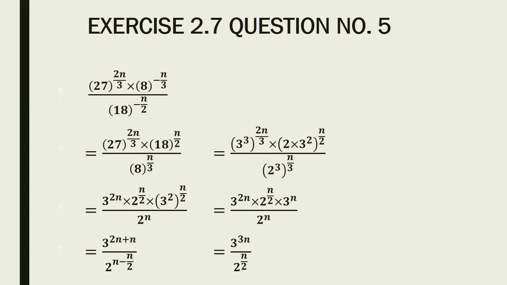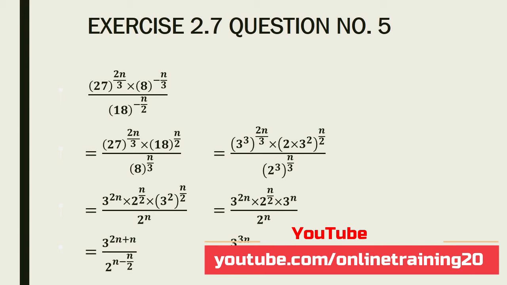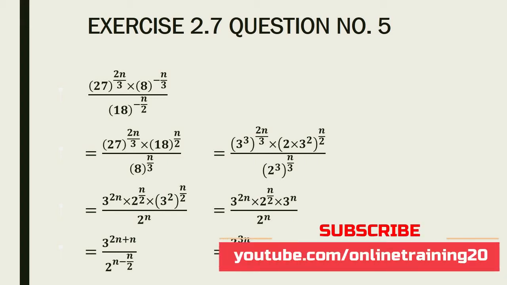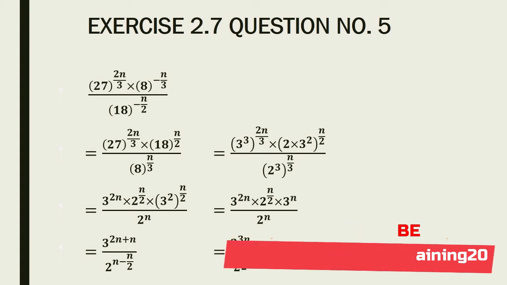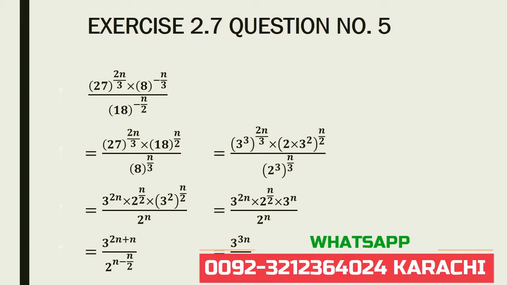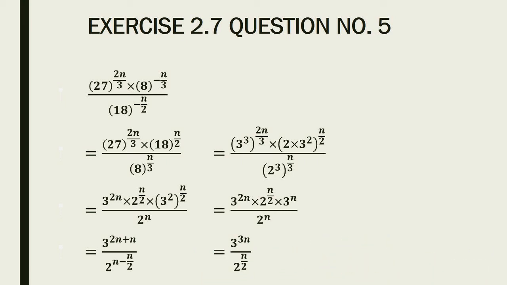So we have now 3 raised to the power 2n into 3 and into 2 raised to the power n, by 2 into 3 squared. 2 gets cancelled with n by 2, so we are left with 3 raised to the power n, and again 2 raised to the power n is our term in the denominator. So what are we left with now? We have 3 raised to the power 2n into 2 raised to the power n by 2 into 3 raised to the power n, whole over 2 to the power n. So now simplify 3 with 3 and 2 with 2, we get what?